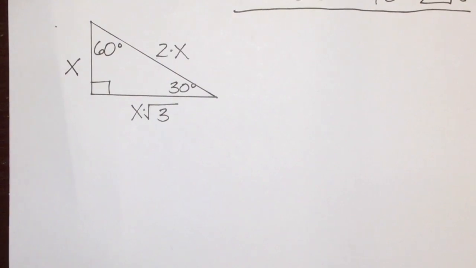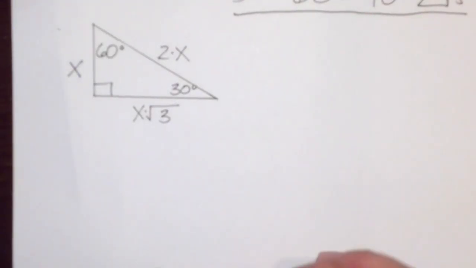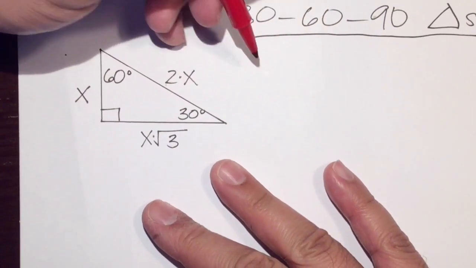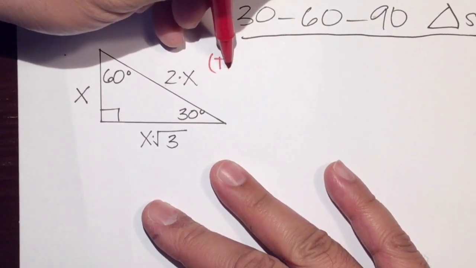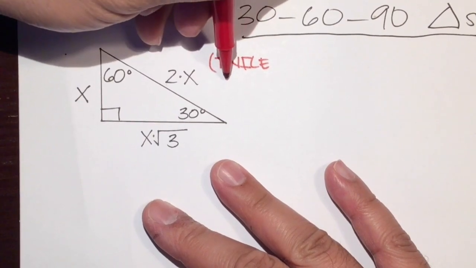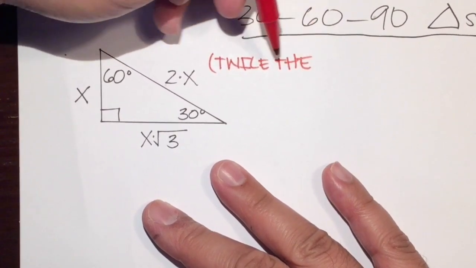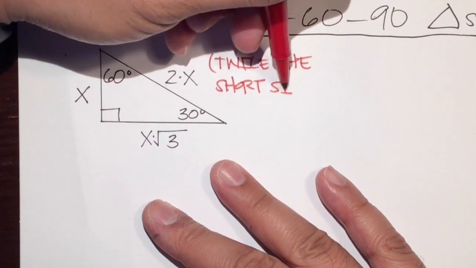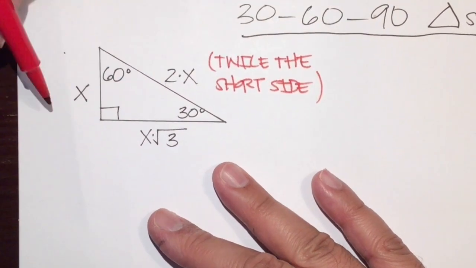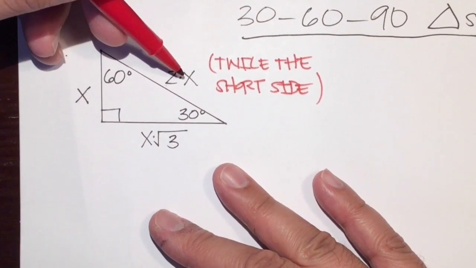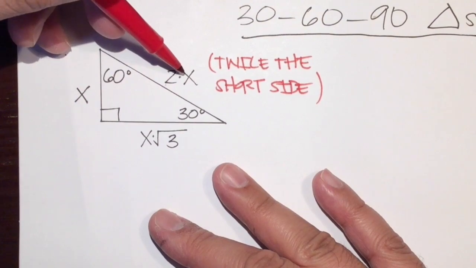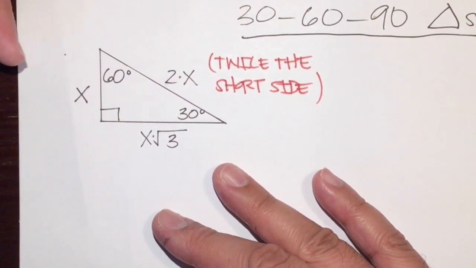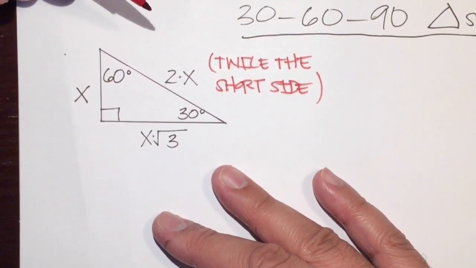Okay, so let's take our red pens and let's make sure we really know what to do in this situation right here. So the hypotenuse is twice the short side. So whatever the short side is, let's say the short side is 10. Let's say this is 10, then this has to be twice that, 20. If this was 15, this is 30. If this is 47, this would be 94. Okay, so that's twice the short side.